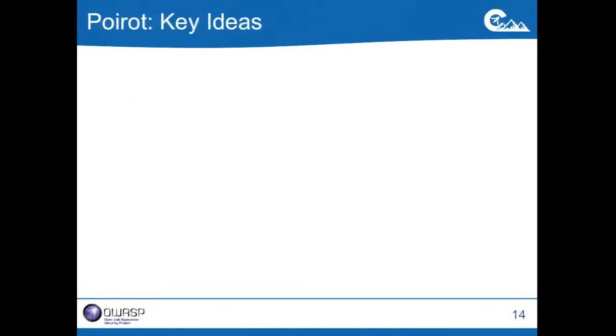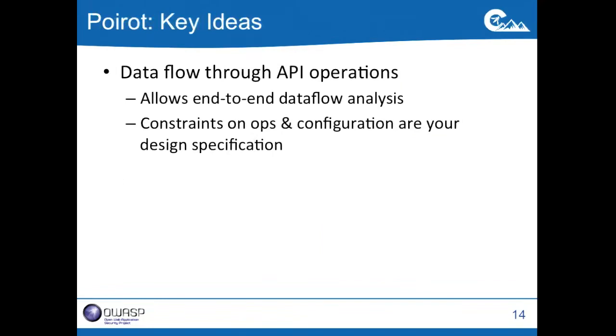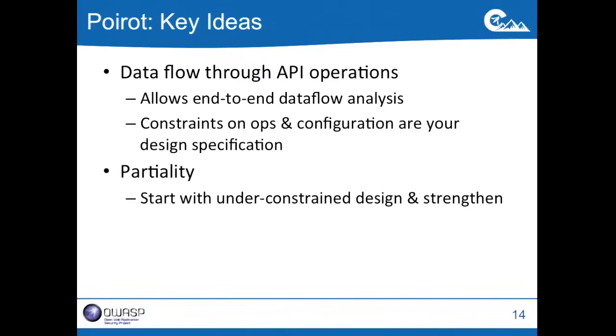Now, here are some key ideas that make Portal work. The first idea is representing interaction between components as data flow through API operations. This enables Portal to reason about end-to-end data flow throughout the system. And the constraints that you write, those ensures and the configuration constraints, are actually the knowledge that you can take to the next phase of your development. These are sort of your design specs that you need to implement when you're trying to build each one of these components.